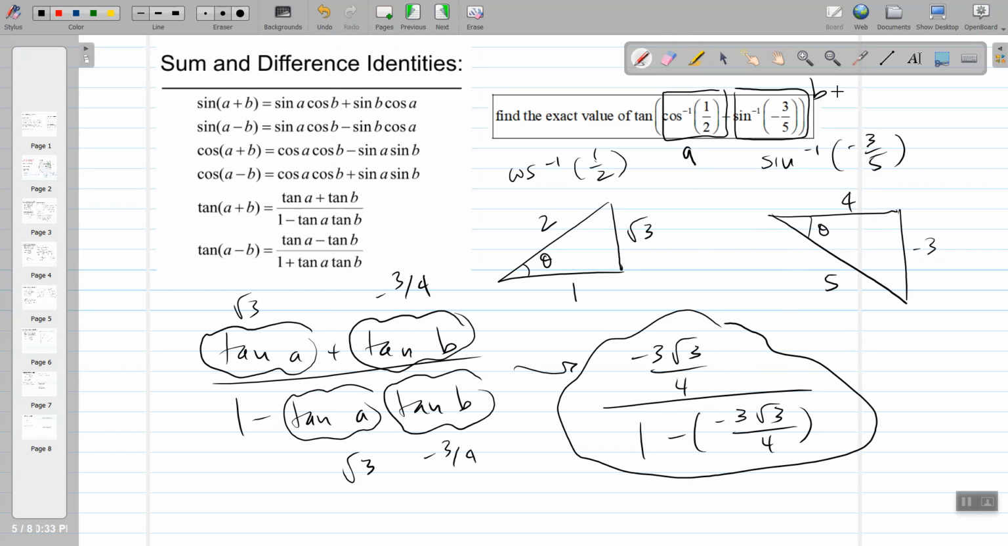All right, but yeah, the idea again is take these guys over here, make sure you draw the correct triangles that go with them, and then use the triangles to help you figure out the trig parts of your formula over here. Okay?